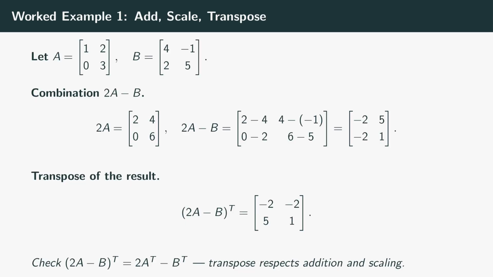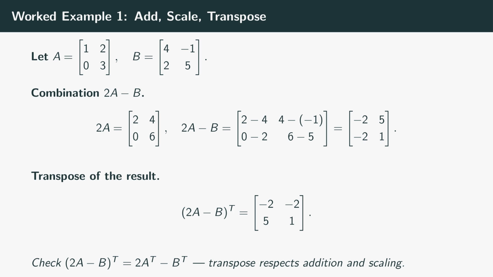Let's run the easy operations together. Take A with first row 1, 2, and second row 0, 3, and take B with first row 4, -1, and second row 2, 5. We want 2A minus B. First scale, 2A doubles every entry of A, giving first row 2, 4, and second row 0, 6. Now subtract B entry by entry.